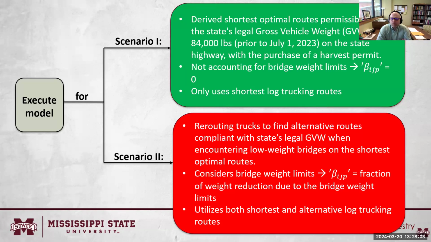Again, here we don't have to account for any bridge weight limits. We're ignoring any restrictions that those might impose. And so we're only interested in finding the shortest real route from the harvest site to the mill. And then scenario two is the same thing, except now we're going to account for bridges that are either posted or closed that do not allow for that 84,000 pounds to go over the route that would be the most optimal one. Now it has to reroute, or possibly the truck has to decrease the amount of weight that it's carrying to meet that low bridge.